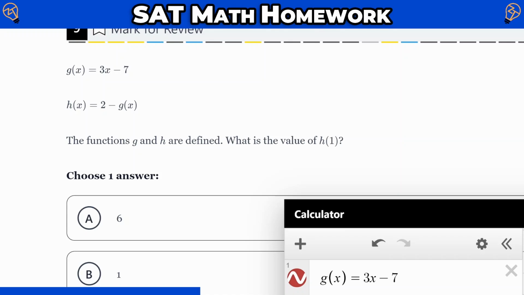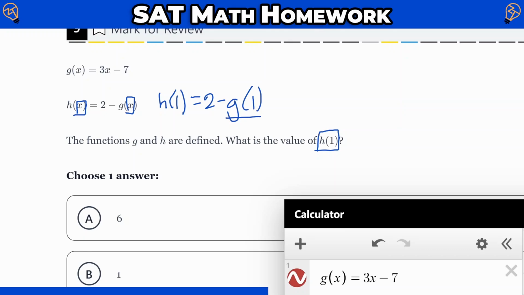So they want you to find h of 1 or h at 1. It means the same thing. So everywhere there's an x in function h, we're going to replace the x with a 1. So we would have h of 1 is equal to 2 minus g of 1.